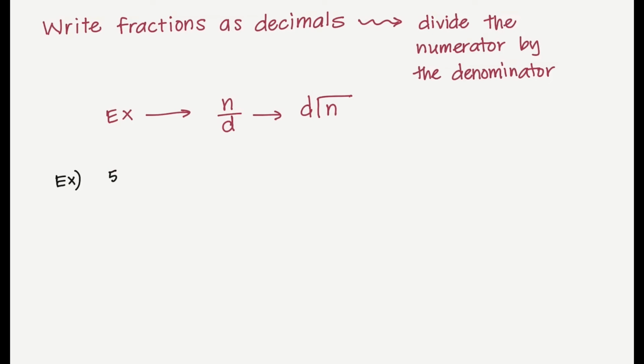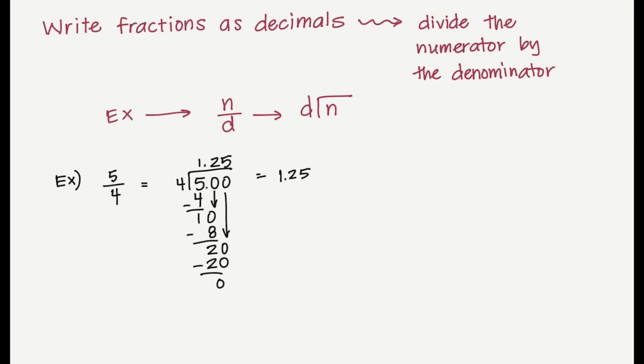So for instance, if I have 5/4, I'm going to put that 4 on the outside and the 5 on the inside, and then I can divide. 4 goes in there once. I'm going to add a decimal point and a 0 and drop it down. Now it's 10. 4 goes into 10 twice, which leaves me with 2. I'm going to drop down another 0. 4 goes into 20 5 times, and that ends it. So 5/4 is really 1.25.